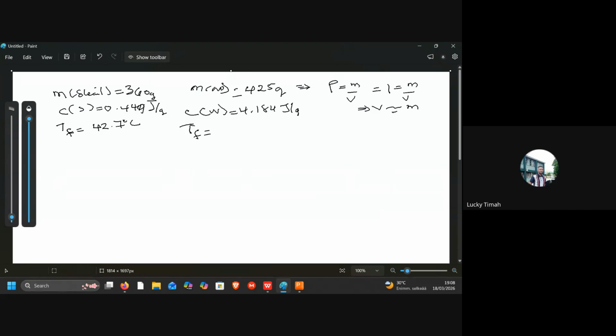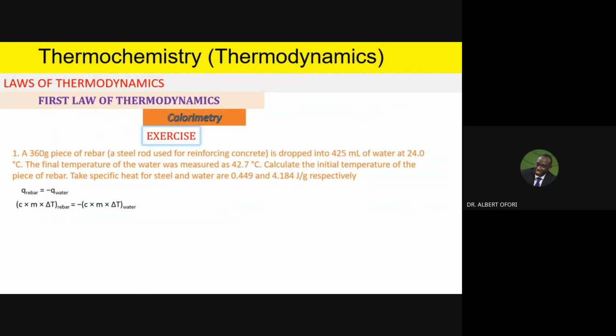Okay, let him write, we are following. Let me just use slide instead of writing, so that it's quite interesting. Okay, so the heat of the bar is just equal to minus the heat of the water. Now we have the definition for heat, which is the specific heat capacity times mass times change in temperature. I was just writing the information from the question.